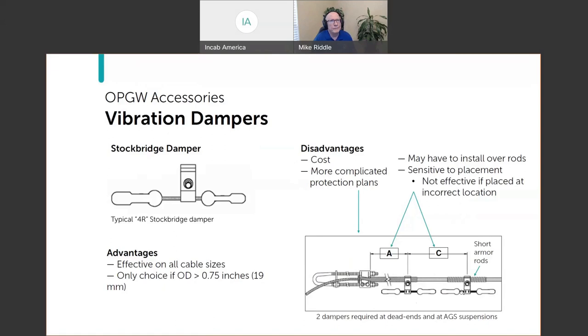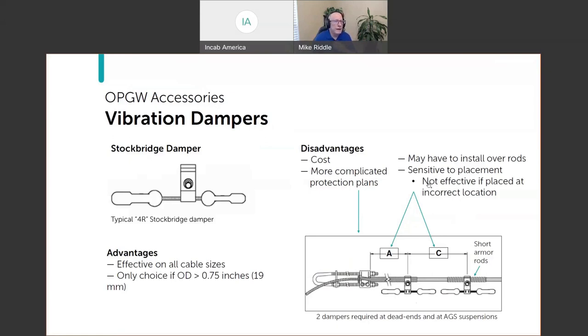They do have some disadvantages. One is the cost. Second one is that often damper suppliers will want you to install these over a short set of armor rods, like you see in the illustration here. So that becomes another item you have to buy and another item you have to install. And their protection plans are more complicated. As you see in this particular picture, if you have a dead end, this is my favorite U-bolt type dead end, you're going to have to install 2. And that's just because of the way these function relative to SVDs.